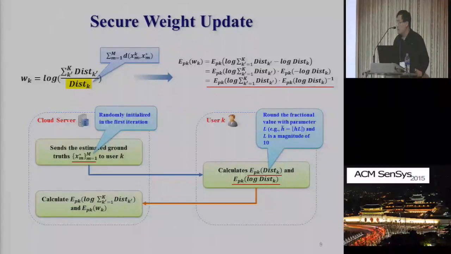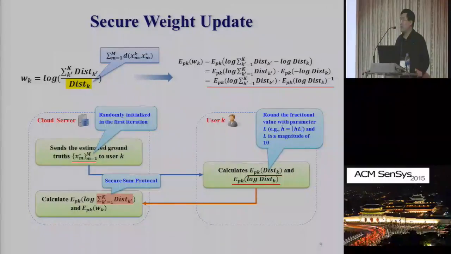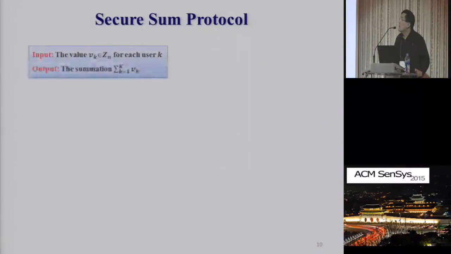The cloud server should calculate the encryption of the logarithm of the total distance. Here the problem is that the distance is encrypted in the ciphertext, so how do we calculate the total distance of all the users? Here we design a secure sum protocol to achieve this. The secure sum protocol is used to derive the plaintext of a summation of the encrypted values provided by each user.